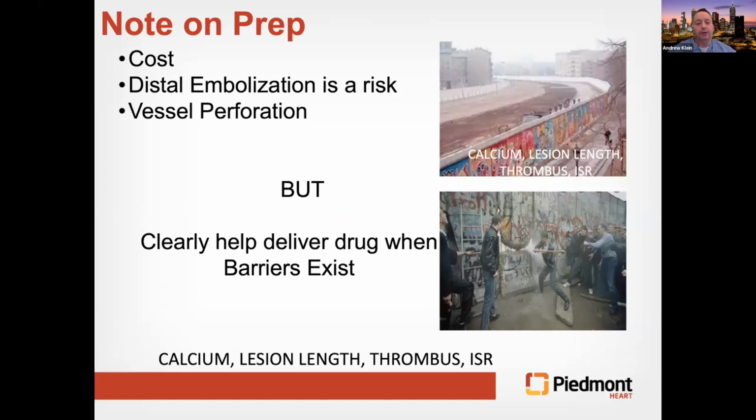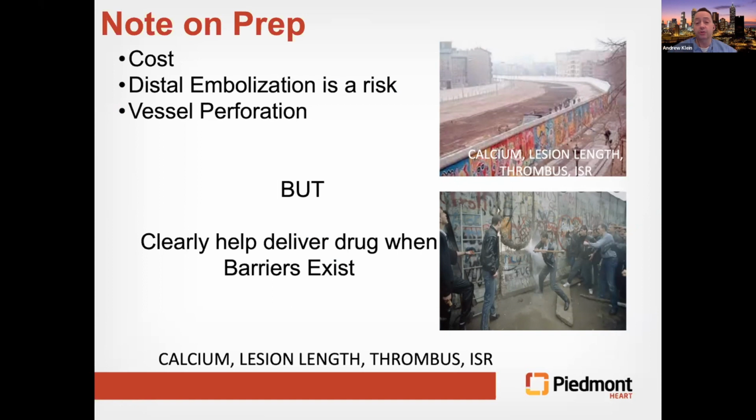So just a little bit of note on prep to go back. I'm starting to date myself here, in that not a lot of people know what these pictures are. But if you look at the Berlin Wall for calcium, lesion length, thrombus, and ISR, you really got to break it down. And then, however, there's a little note on prep. You got to worry about cost. These things are not cheap. These devices are not inexpensive.